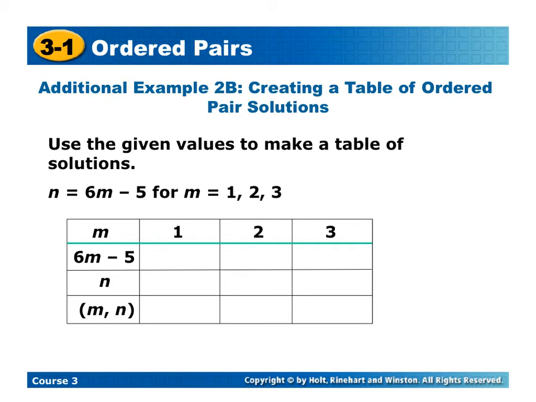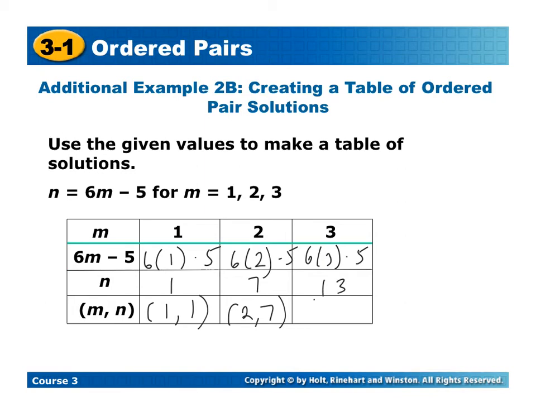So here we're going to have 6 times our m value, which is 1, minus 5. This gives us an n value of 1, so our ordered pair would be 1, 1. Our second one, we have 6 times 2, which is 12, minus 5 is 7, so our ordered pair would be 2, 7. And our third one would be 6 times 3, which is 18, and then minus 5, which would be 13, so our ordered pair would be 3, 13.